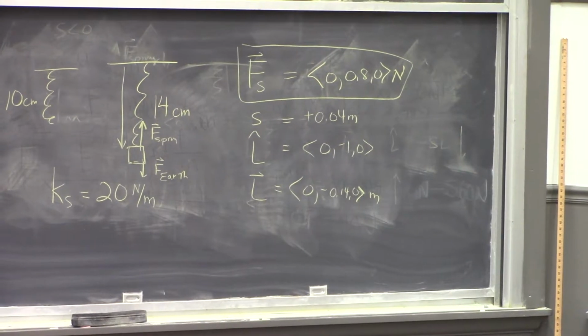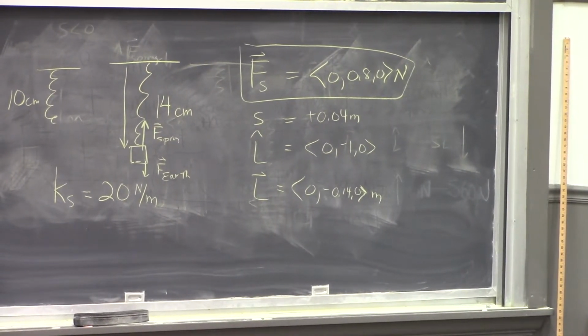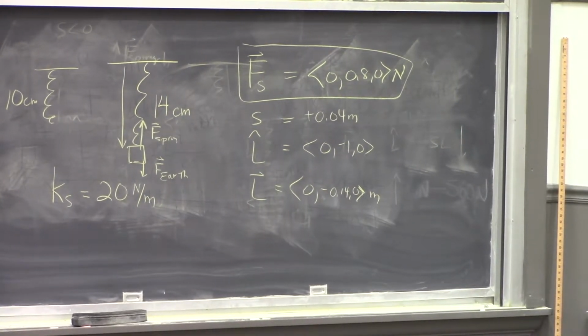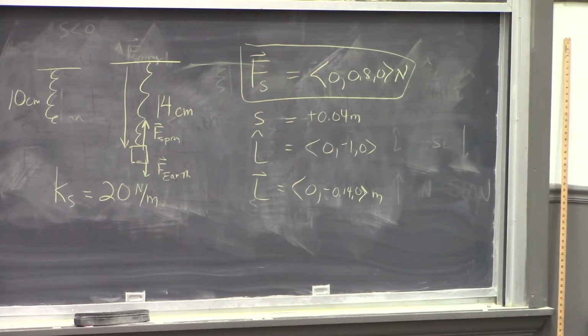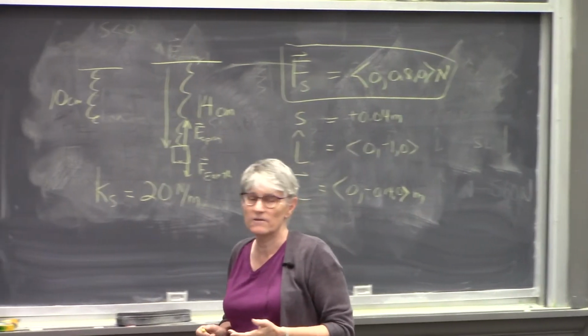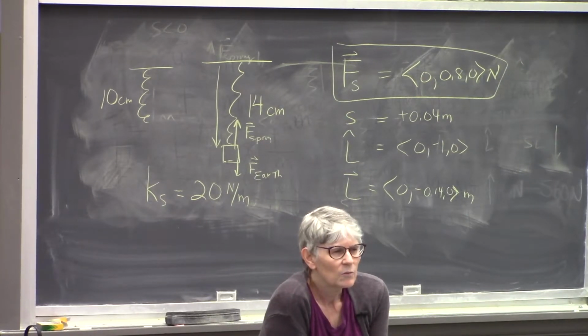So the block is going to get up to here, but right now it isn't quite there yet. It's going to get there in the next delta t. It's not quite there yet. What can we say about the directions of its momentum in the next delta t and the net force acting on it?